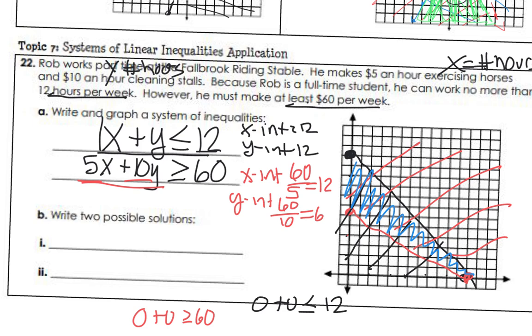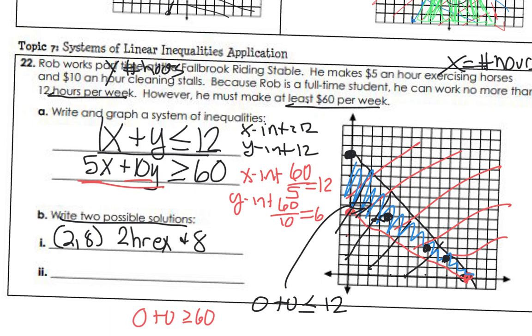And then it says write 2 possible solutions. Well, all of my solutions are in this little area, so I can pick any point here. Here would be a solution, here would be a solution. So I'm just going to say 2, 8. That would be a solution. So he could do 2 hours of exercising and 8 hours cleaning. If he did that, he would work less than 12 hours and make at least $60.